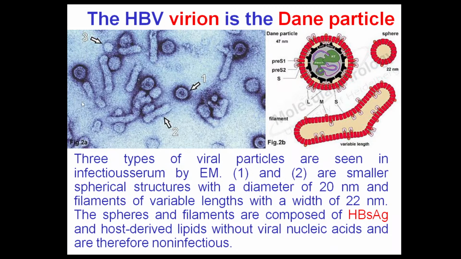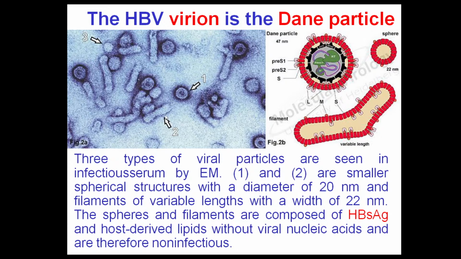But then if you take a look at the blood of infected individuals, you will see there is not only one type of particle where we can find the genome, the core, and the polymerase. So this is the infectious virus particle that is called the Dane particle. It is 42 to 47 nanometers in diameter, 47 because we may consider the length of the glycoprotein spikes. But then, apart from this Dane particle, some other particles can be found.